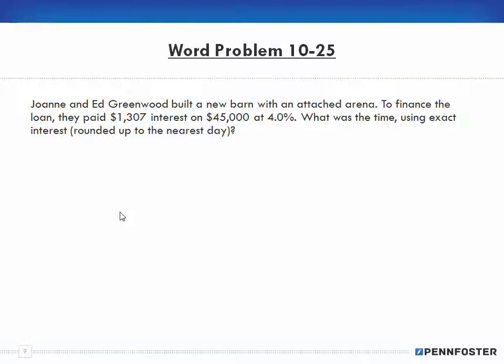Joanne and Ed Greenwood built a new barn with an attached arena. To finance the loan, they paid $1,307 interest on $45,000 as the principal at 4%. That's the rate. What was the time using exact interest, rounded up to the nearest day? Remember, exact interest uses 365 days.